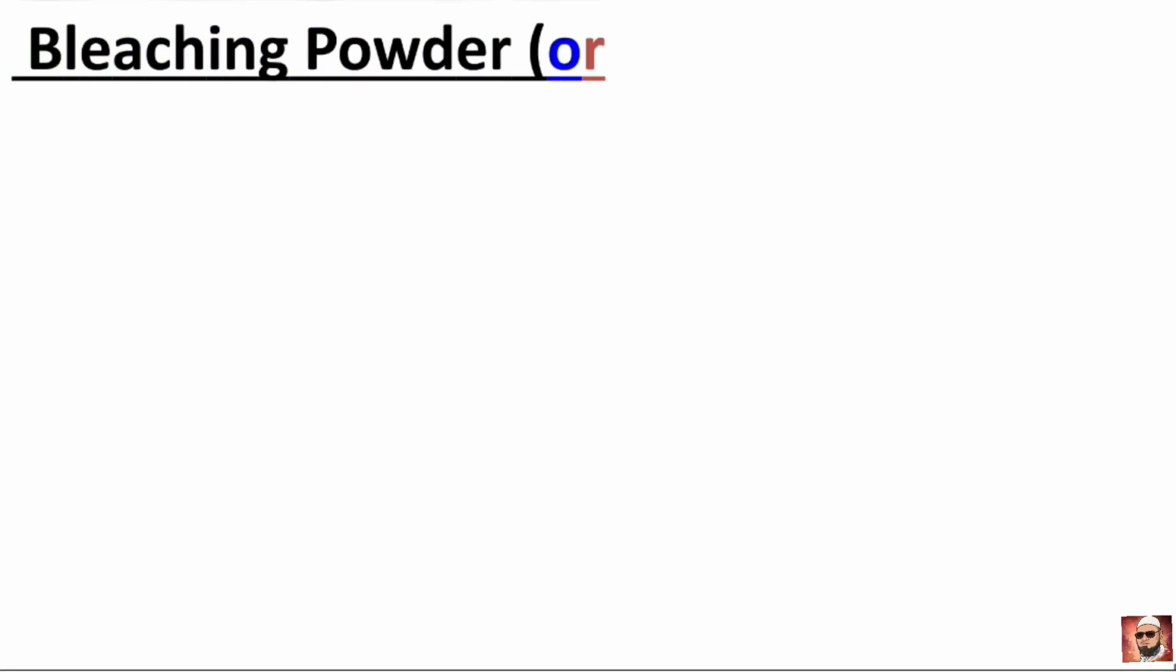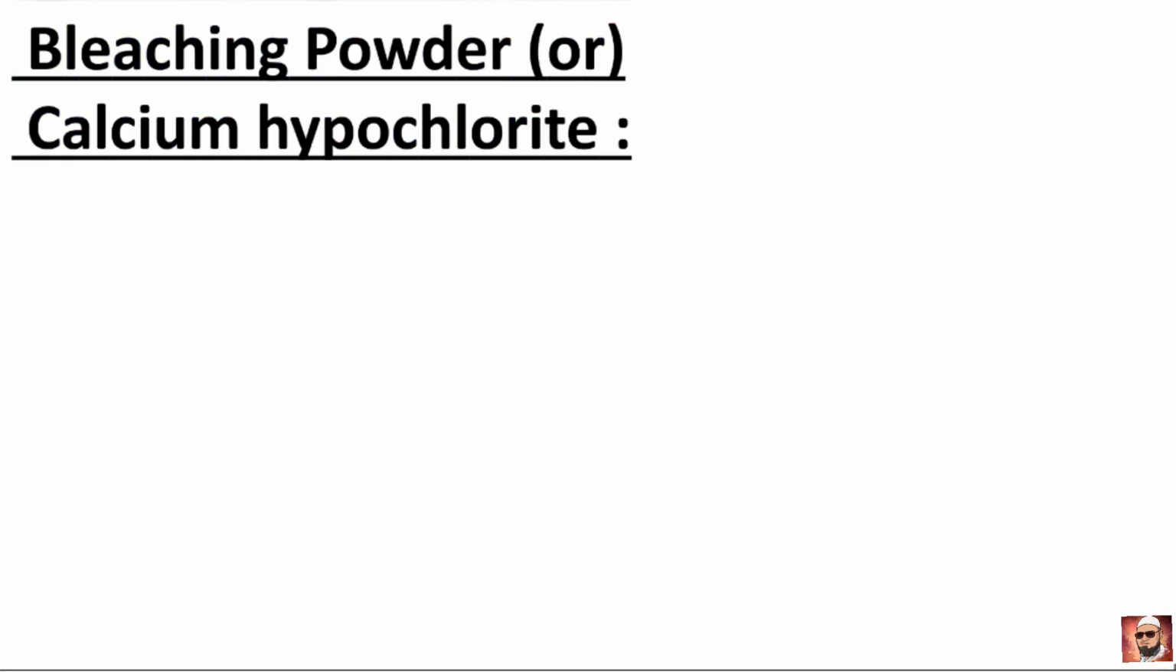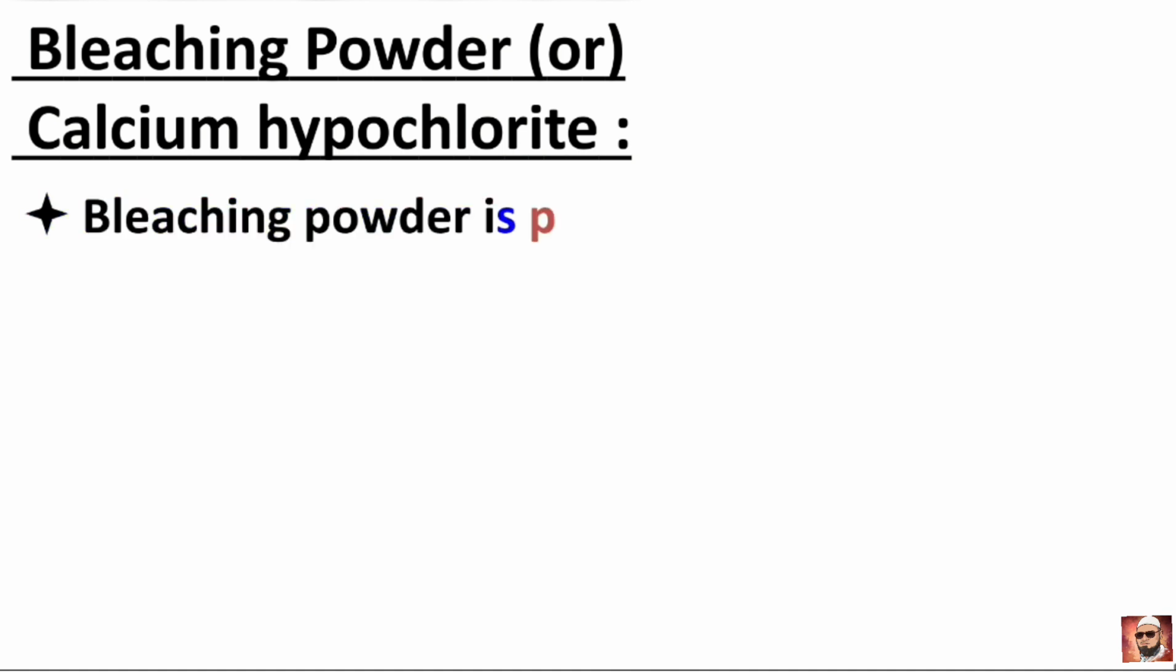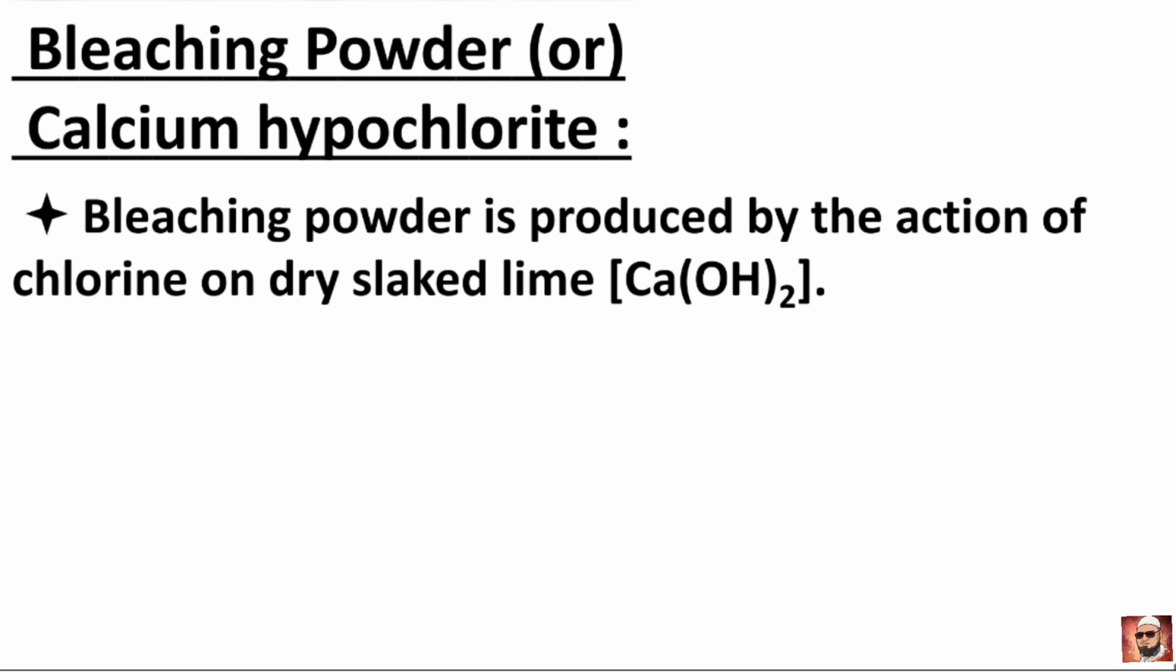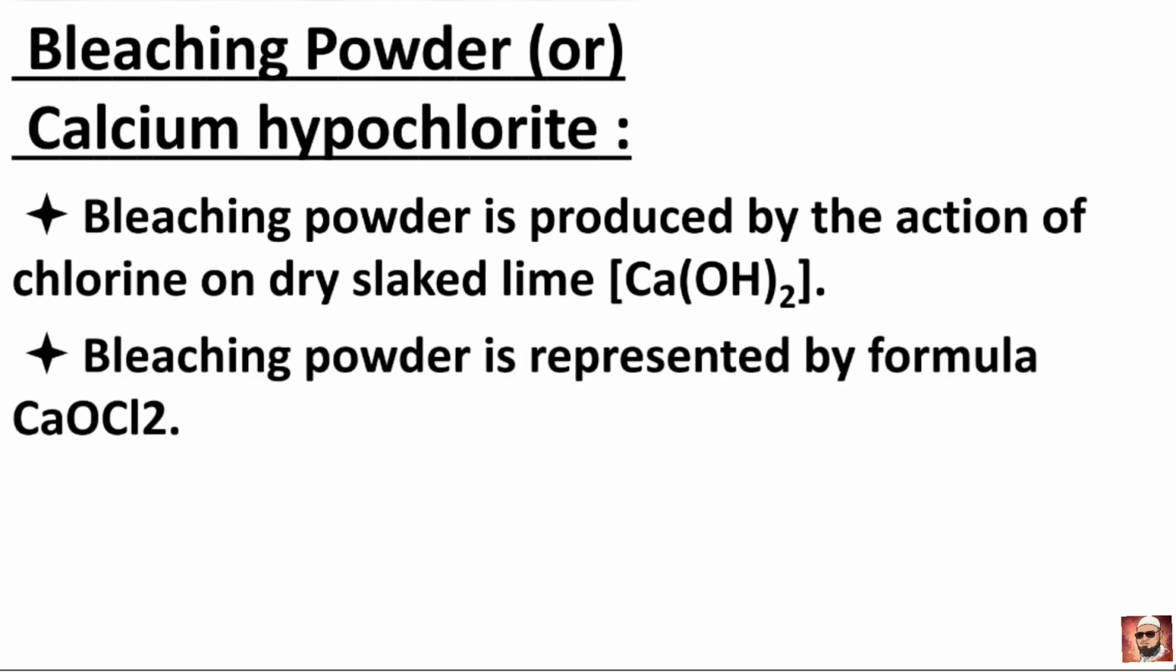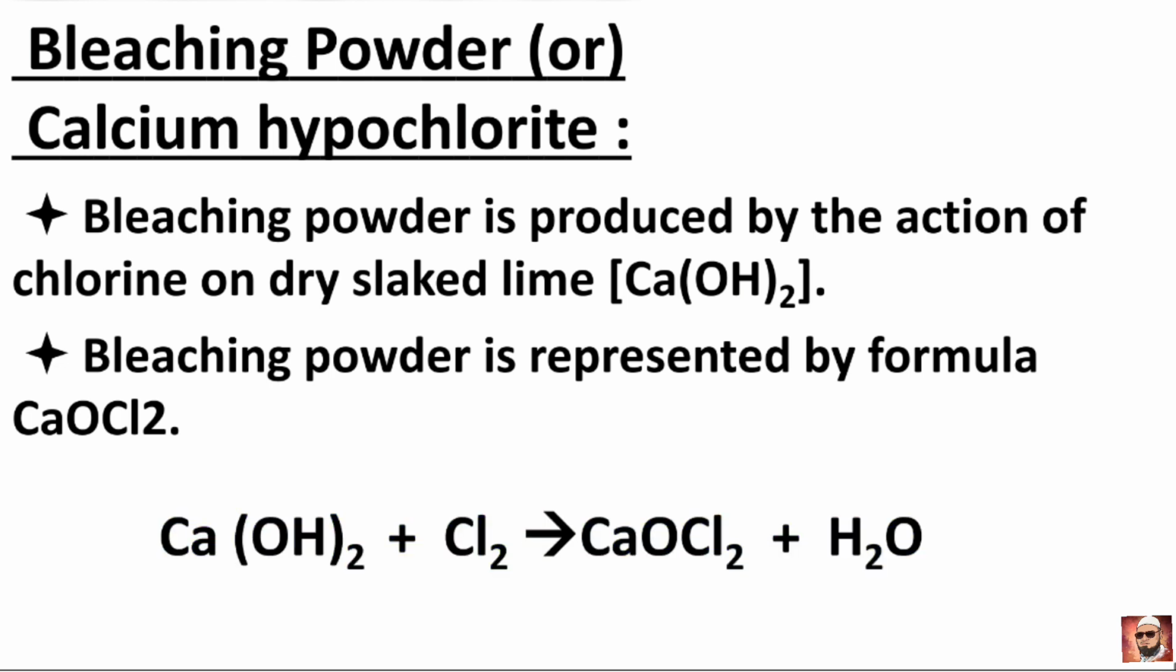Bleaching powder or calcium hypochlorite. Bleaching powder is produced by the action of chlorine on dry slaked lime, that is calcium hydroxide. Bleaching powder is represented by the formula CaOCl2. The preparation of bleaching powder: in calcium hydroxide, if you pass chlorine gas, that is Ca(OH)2 plus Cl2, then it gives bleaching powder, that is CaOCl2. So it is also called calcium hypochlorite, plus water it forms. Uses of bleaching powder.